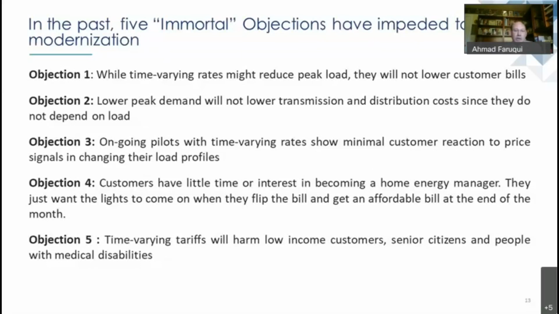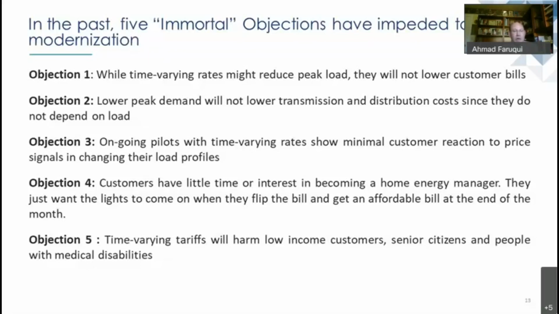Objection number 2, they will lower peak demand, but will not lower transmission and distribution costs since they do not depend on load. If you can lower peak demand and lower generation costs, that itself is pretty significant. And in some parts of the country, like in Maryland, like in New York, and also in Australia and New Zealand, and possibly in other jurisdictions, studies indicate that transmission and distribution costs do vary with load. They do vary by time of day. And so those rates, time varying rates, can also reduce those costs, not just generation costs.